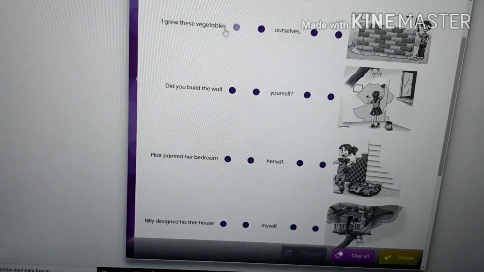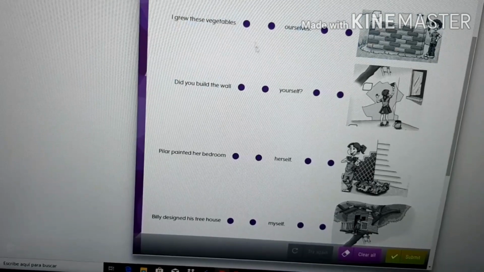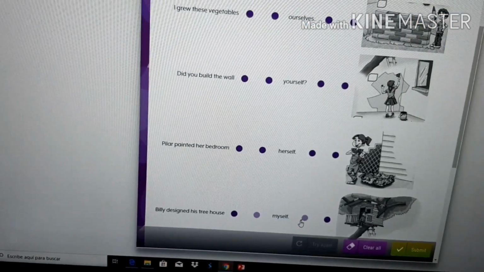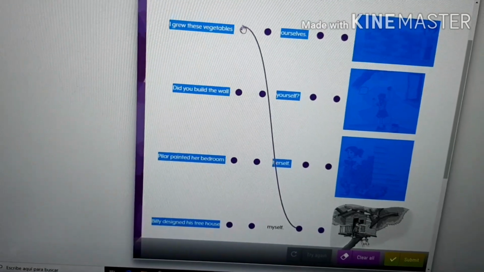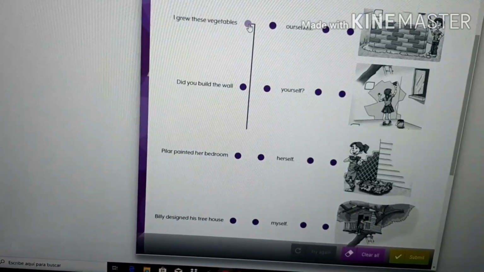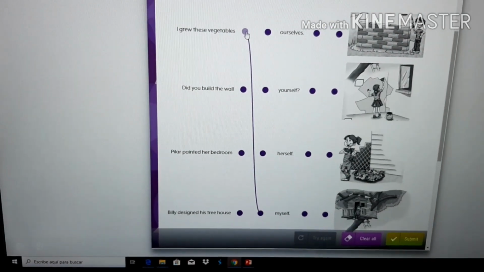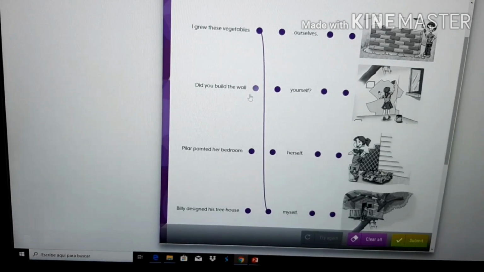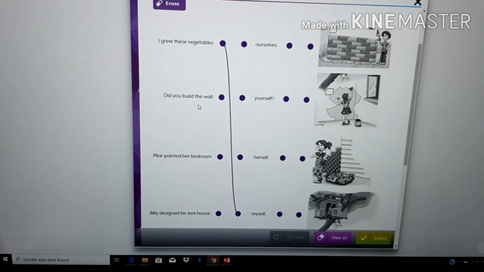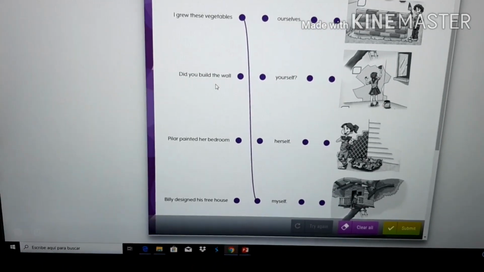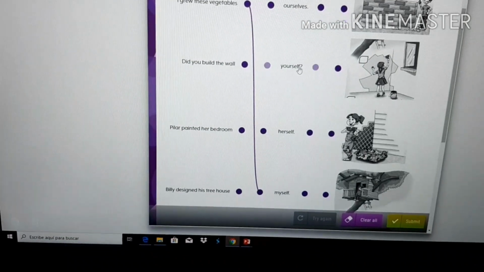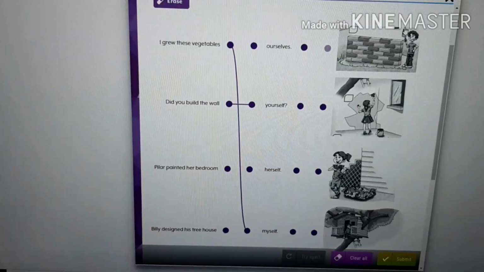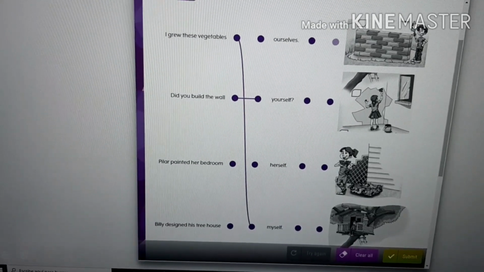Okay, this is what you are going to do. You are going to match the sentence with the corresponding reflexive pronoun. Now we are going to continue with number 2. Did you build a wall? Did you build the wall? What is it? Yourself. Did you build the wall yourself?